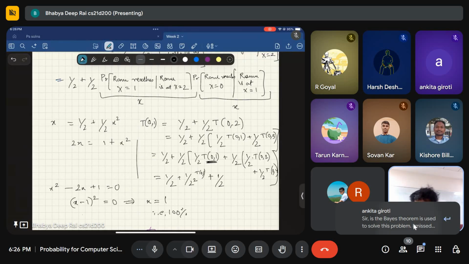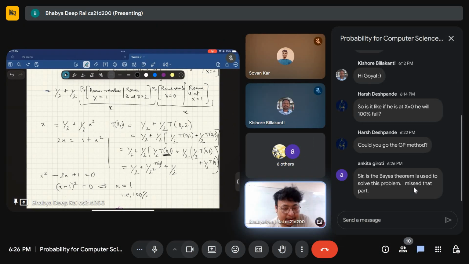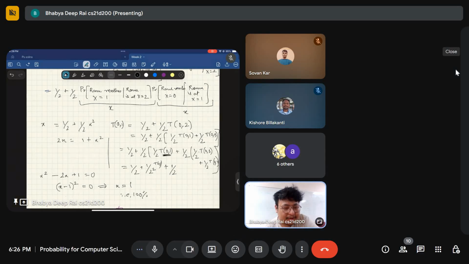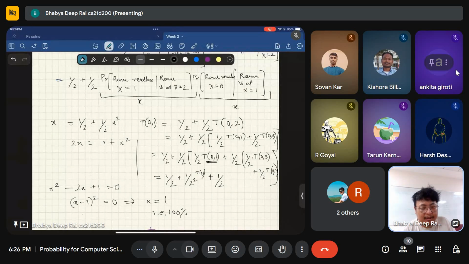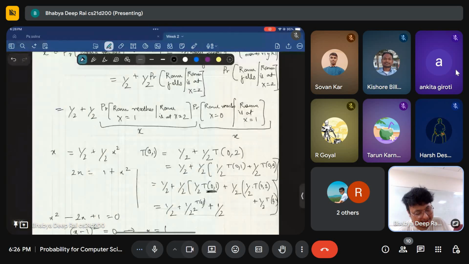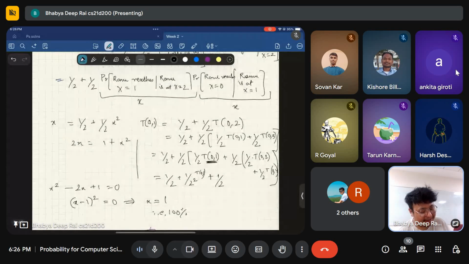So Bayes theorem is used to solve the problem. I missed that part. Could you do the GP method? Bayes theorem also, you can use this. So what you need to do is, I think, rather than coming up with the GP, probably Bayes theorem would be more applicable.